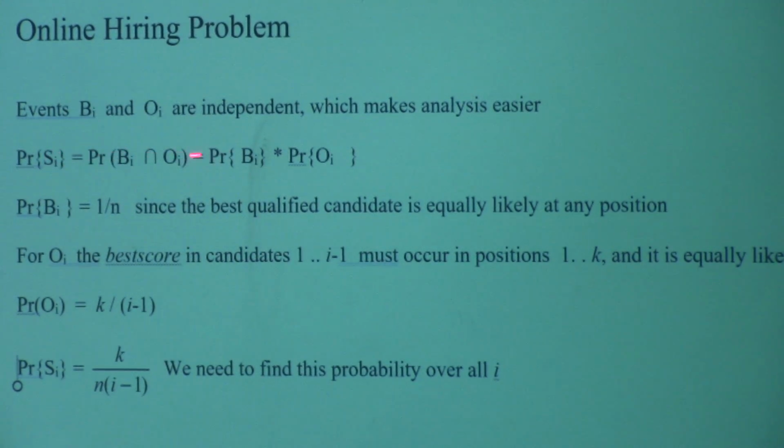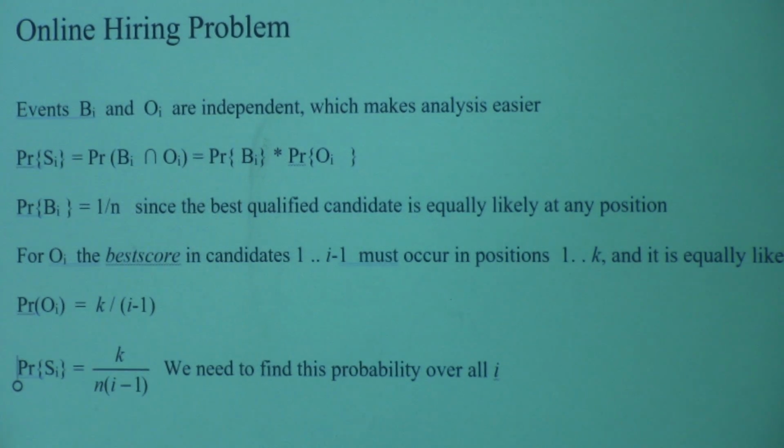Probability of S sub i is the probability of both of these occurring, right? So the probability of this is going to be 1 over n, and the probability of this is k over i minus 1. So this is just multiplying this by this. So it's k over n times (i minus 1). We need to find this probability over all values of i, for all candidates.